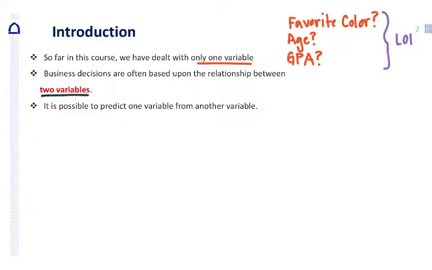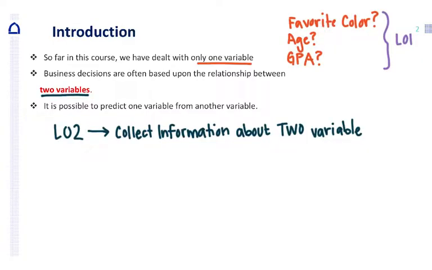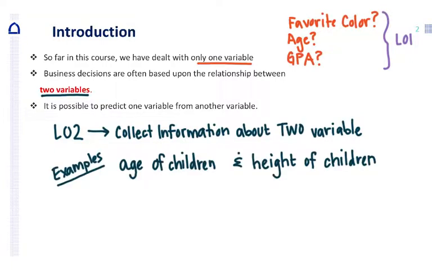So similar to what we did in LO1, but now we're going to ask two survey questions or collect two pieces of data. And the idea is we're going to try to see if there is a relationship, if we can see a pattern. For example, we might ask a bunch of children how old they are, and then measure how tall they are and see if there is a relationship. Or we might measure the speed limits on certain highways and the number of accidents on those highways and see if there is a relationship.